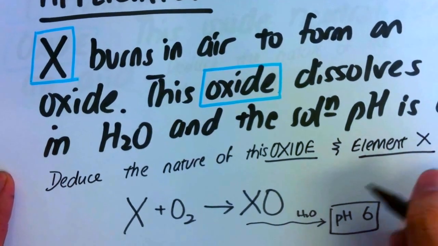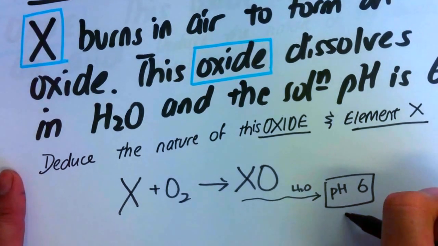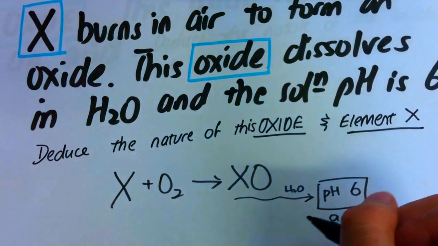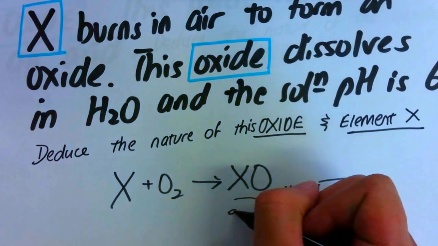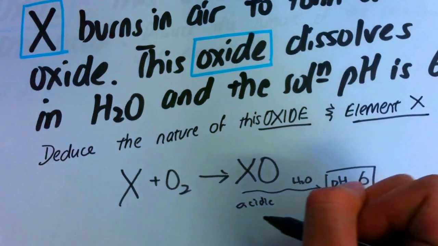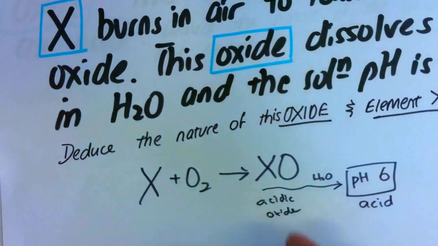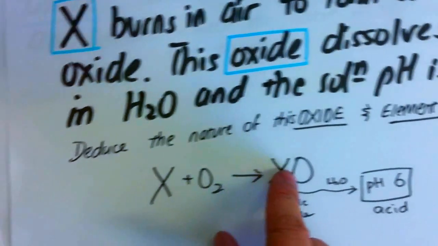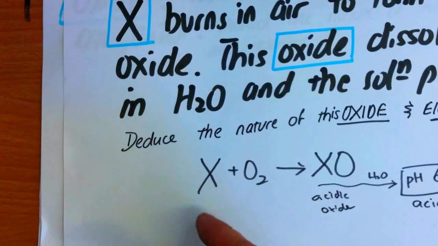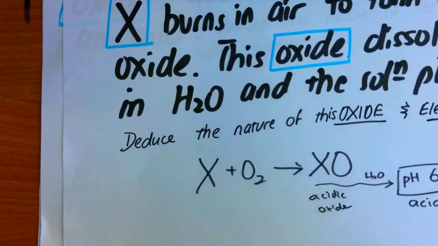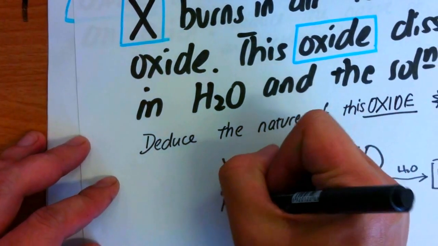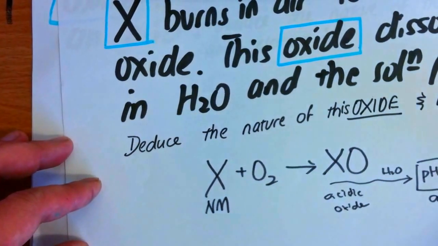So from here, we can conclude pH of 6 is an acid. Therefore, XO must be an acidic oxide. So the nature of this oxide is XO is an acidic oxide. So what does it tell us about X? Is it a metal or is it a non-metal? So go back to what you have learned. Acidic oxide must come from non-metal. Therefore X is a non-metal. Okay?